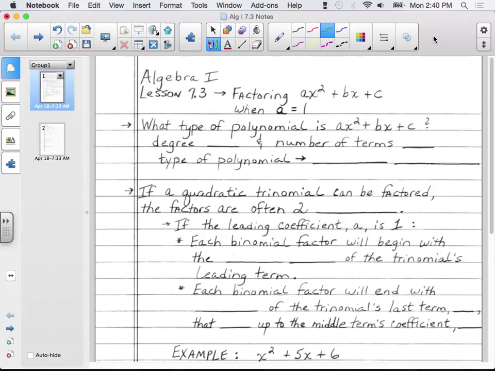All right, did everyone have a copy of the notes? Yes, but I have two of them. Did you get it? All right.